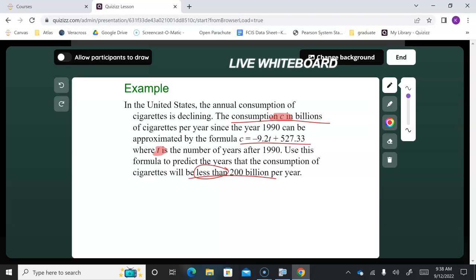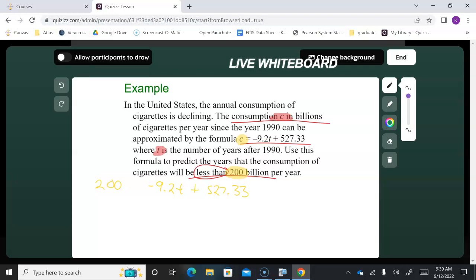One of these vertical forms, something like that. 200 for C. Okay? So, 200. Mark this smaller so I have room. 200. I need an inequality. Alright? And then negative 9.2 T plus 527.33.